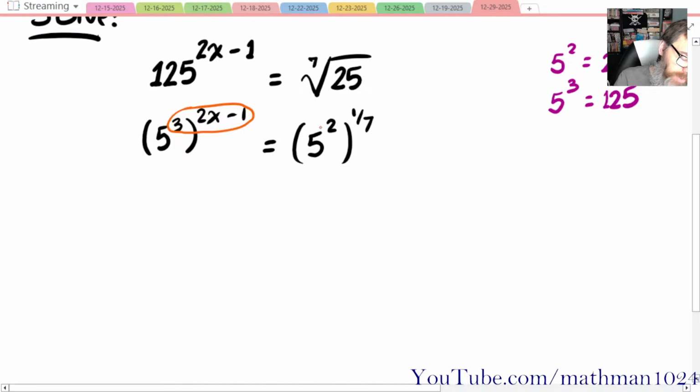Power to a power on both sides of the equation. So this is 5 raised to the 6x minus 3. Please make sure that you distribute correctly.